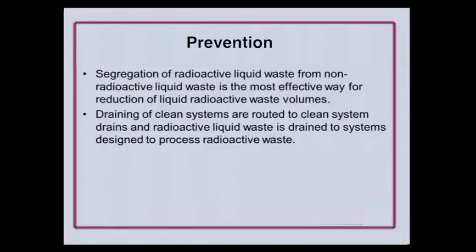That's usually accomplished by segregating the clean waste from the radioactive liquid waste. And you do that in plant design by having a clean waste system to process clean floor waste and equipment waste, and then a radioactive waste system to process radioactive liquid waste. There are times, though, within a radiologically controlled area where you're going to have a clean system. Circ water is a great example of that. It's cooling water.